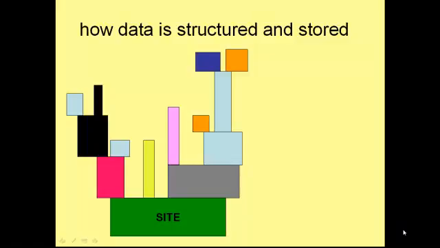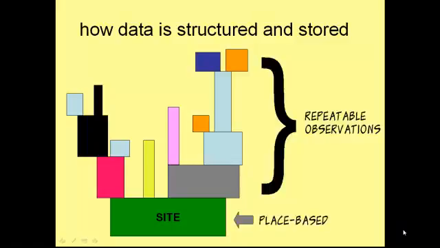data, it has a place-based orientation, and everything rests on a site which has geography. So the site is the foundation, and observations are built on top of the site. So it's place-based, and then we have repeatable observations stacked on top of the site, and on each other. And actually this becomes a tree structure, even though this diagram doesn't look much like a tree.